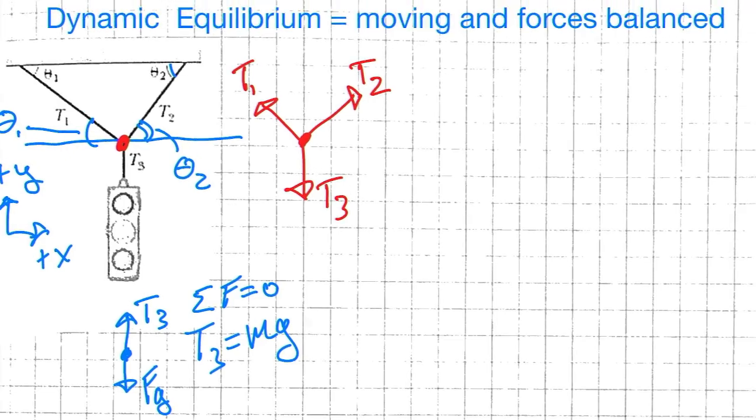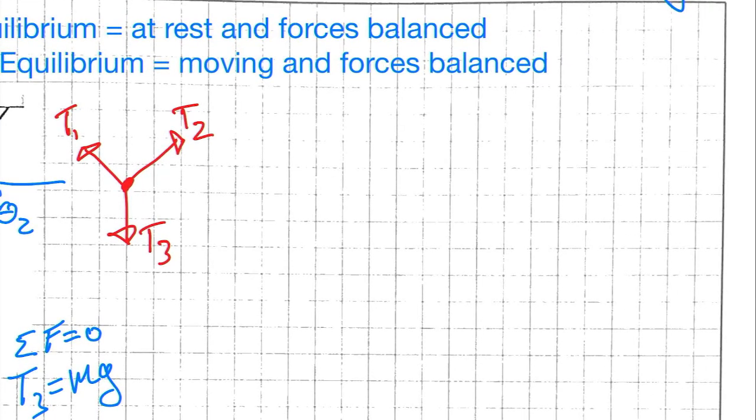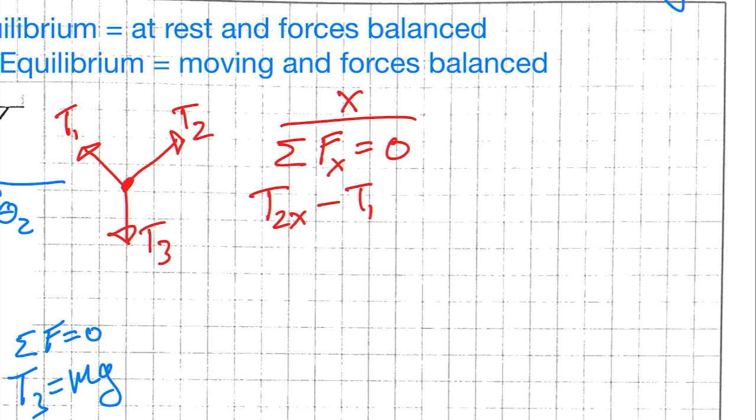So we've got our free body diagram. Let's look at the forces in the X direction first. In the X direction, we know the sum of the forces is equal to 0. That means that tension 2 in the X direction, which is to the right, positive, minus tension 1 in the X direction, which is to the left and negative, those are going to equal 0.